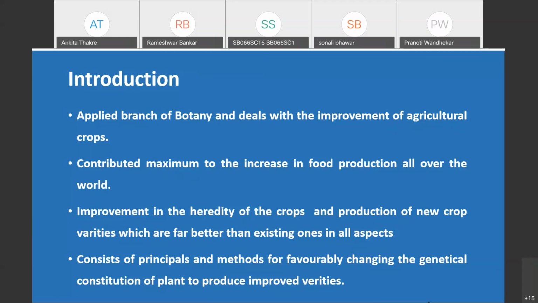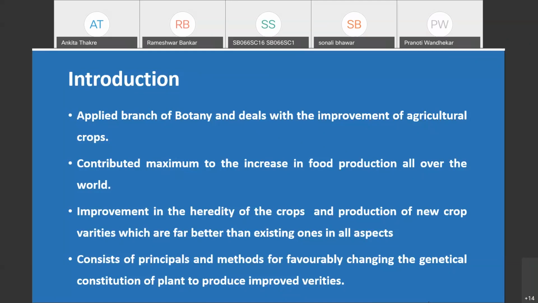In another way, we can say plant breeding consists of principles and methods for favorably changing the genetic constitution of the plant to produce improved varieties. That means it consists of principles and different types of methods which are used to change the genetic constitution of the crop favorably and to produce new crop varieties which are better than the existing ones. That is all about the concept of plant breeding.